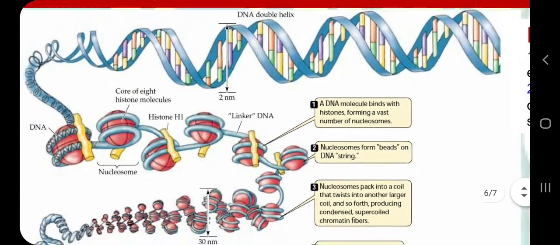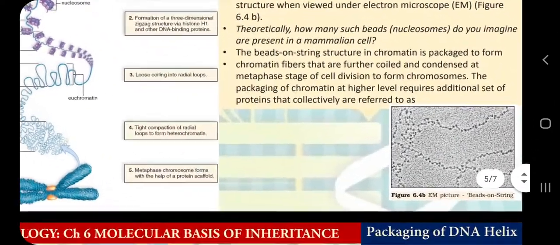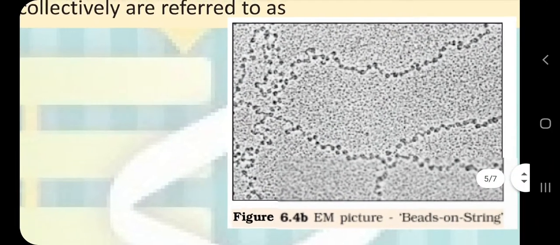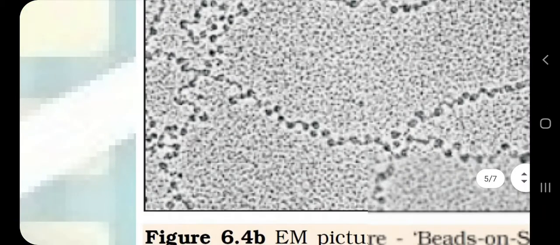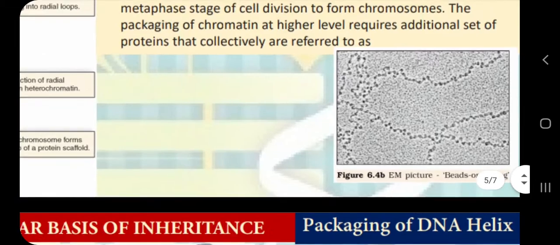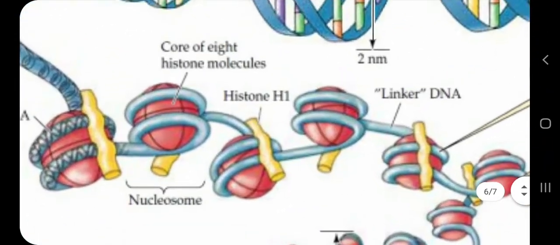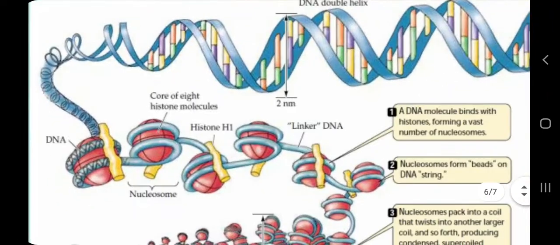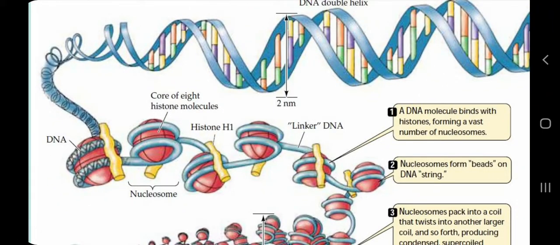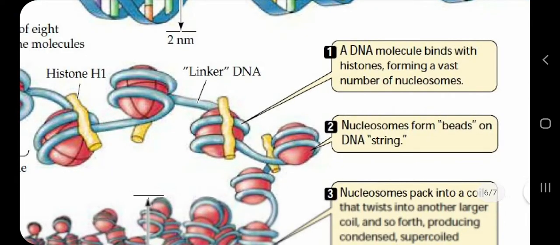This structure is also called beads on string, and let me show you one diagram from NCERT, and the figure number is the same, 6.4b, the EM picture. What is EM? Electron micrograph. So this is the structure, beads on string. You can observe the beads here, and these beads are the octamers. Why we are able to get this beads on string structure, I will discuss later when I complete the structure of chromosome. So do not get distracted by those things. This was very important, because that is why I mentioned the beads on string.